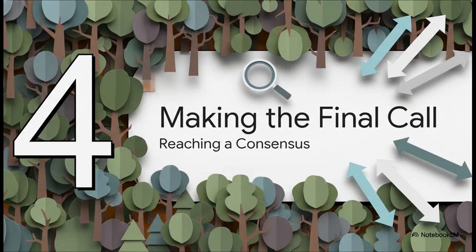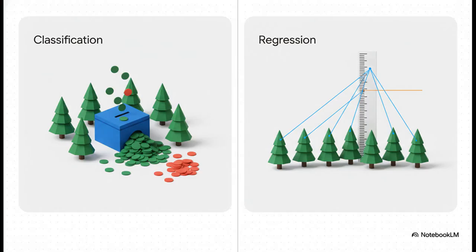All right, so now we have our forest. We've got hundreds of these slightly different decorrelated trees. But how in the world do we get one single final answer out of this whole crowd? It's actually, believe it or not, beautifully simple. So if you're trying to classify something like, is this email spam or not spam, it's just a democratic vote. Whichever answer gets the most votes from the trees wins. And if you're trying to predict a number, like, what's the price of this house going to be? We just take the average of all the predictions from every tree in the forest.